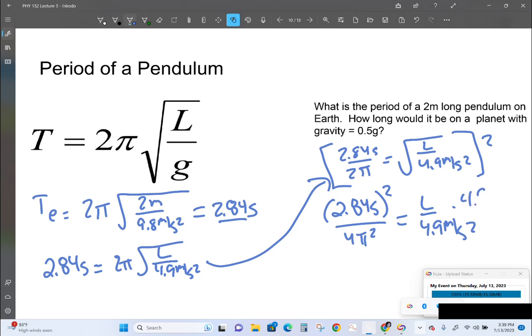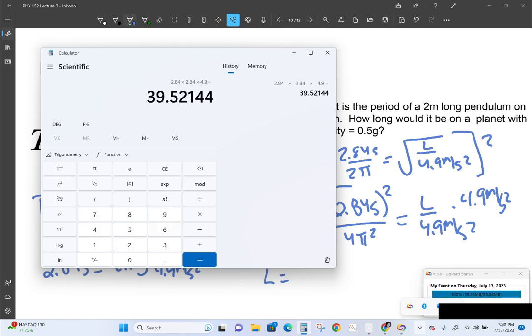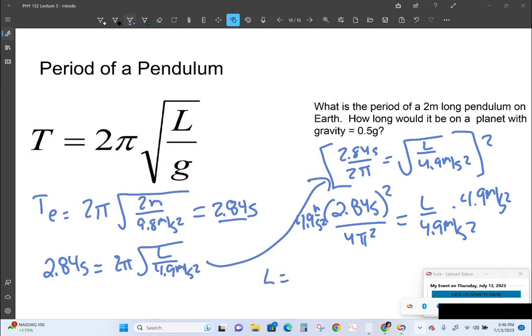So I'm going to have to multiply 4.9 meters per second squared by both sides to get my L. So my L is going to be equal to 2.84 times 2.84 times 4.9 divided by 4 divided by pi divided by pi one more time. Looks like it would be 1.00 meter. 1 meter.